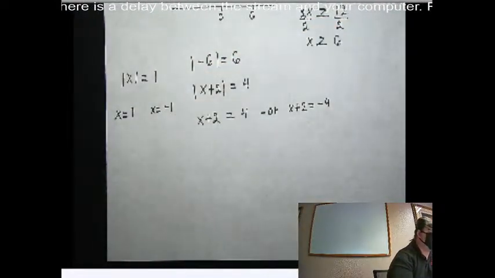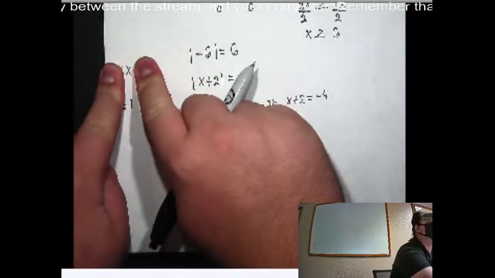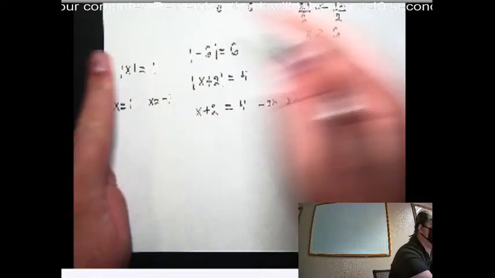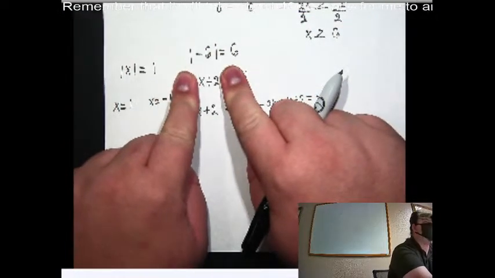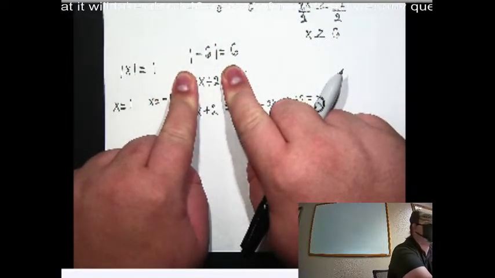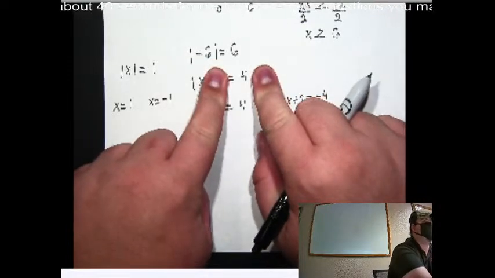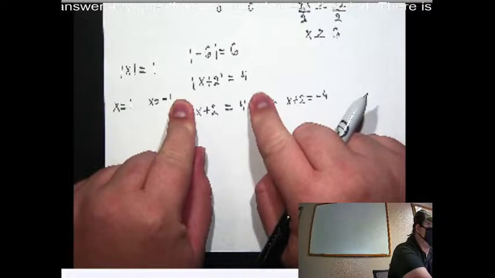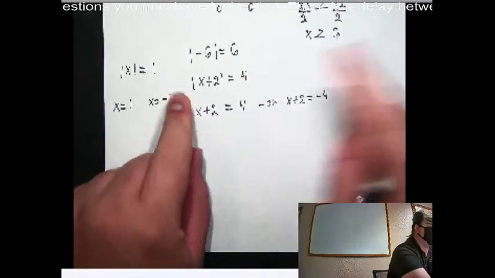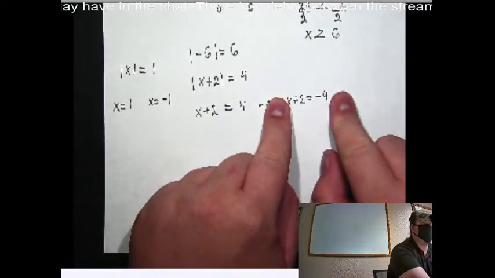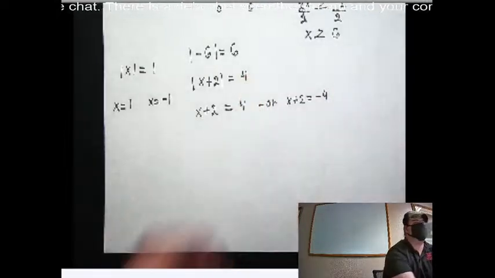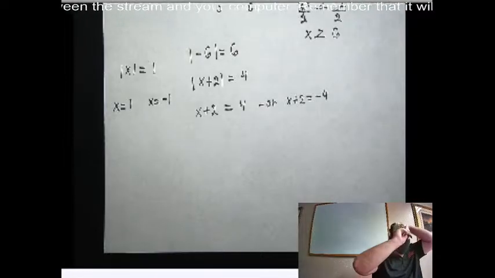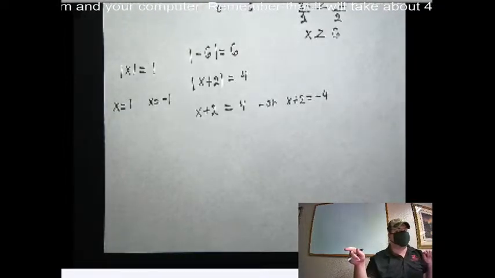Again, what we're focusing on here is the thing on the inside. What could this thing on the inside be that would give us this? So here, what could x plus 2 come out to be in order to give us this when we take the absolute value? So x plus 2 could be 4 in order to give us this absolute value 4, or x plus 2 could be negative 4 in order to give us this 4 on the outside. Does that make more sense? Okay, good. So now we can solve for both of these cases.